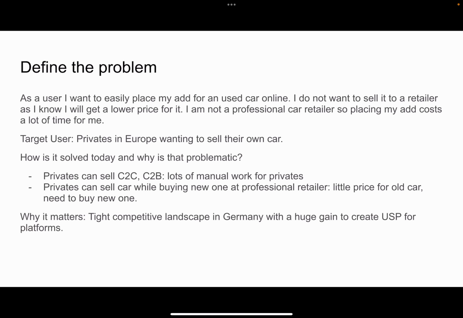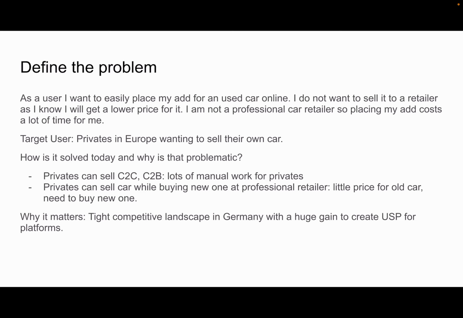The business understanding problem. Define the problem. As a user, I want to easily place my ad for a used car online. I do not want to sell it to a retailer, as I know I will get a lower price for it. I'm not a professional car retailer, so placing my ad costs a lot of time for me. So our target user in this case is the private customer in Europe wanting to sell their own car.